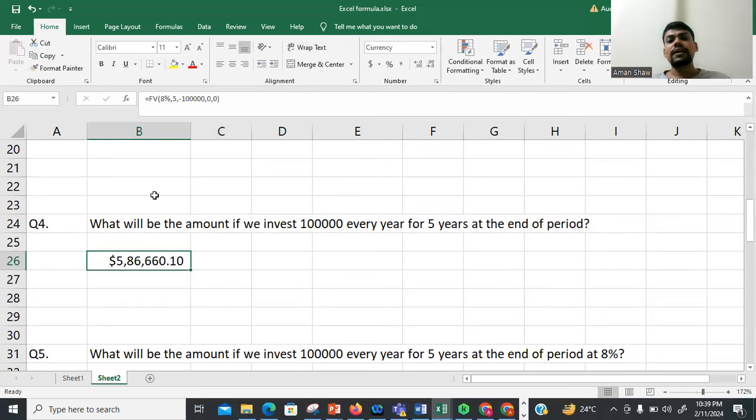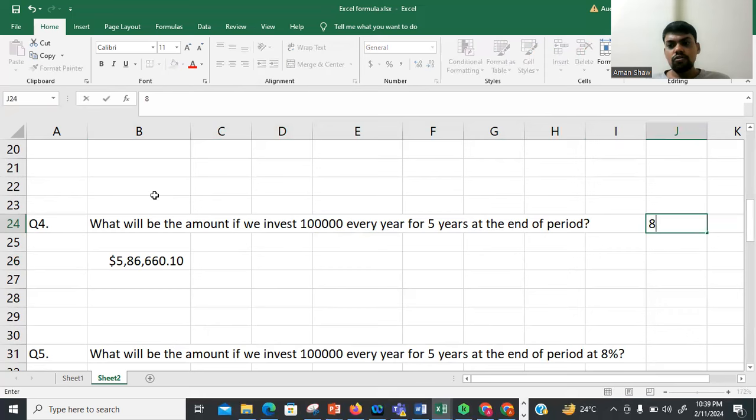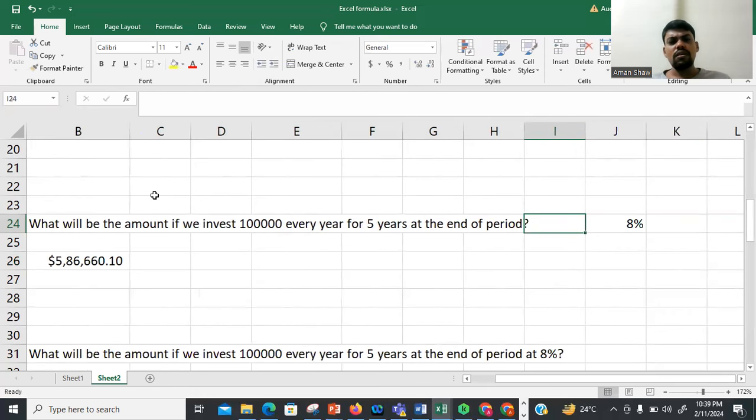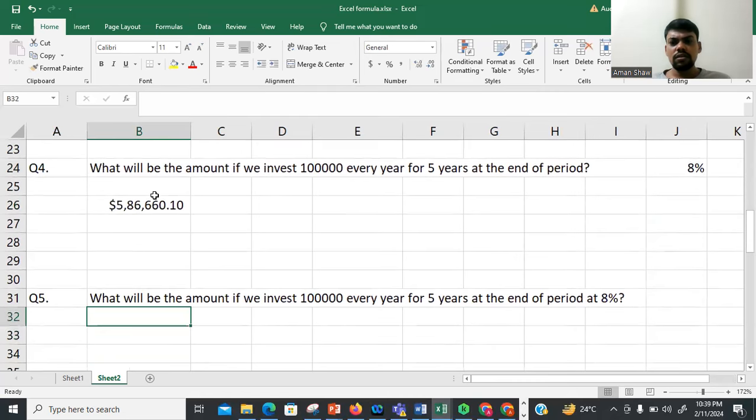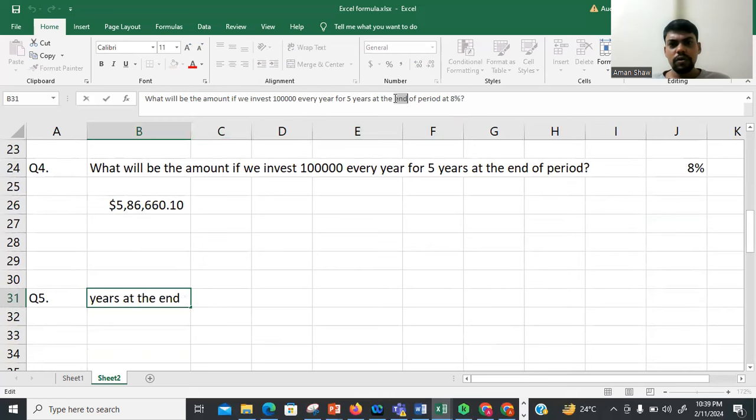So 5,86,000 it will turn out to be. Here I have taken 8%. So if you are investing 1 lakh rupees every year at an 8% interest rate, after 5 years it turns out to be 5,86,000. Okay. And similarly here the only thing will be, it will not be the end of the period, it will be at the beginning of the year.